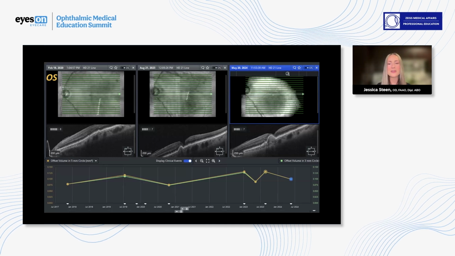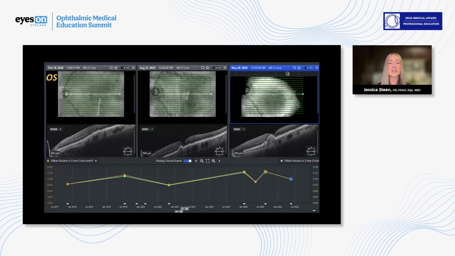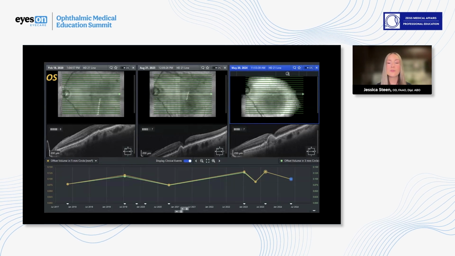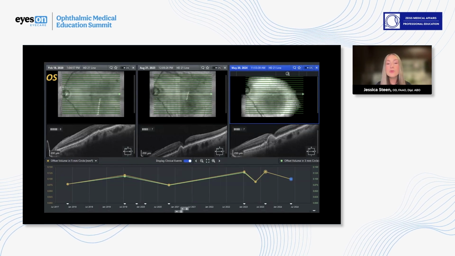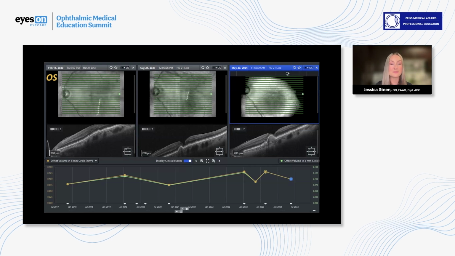By a similar token, in the left eye, we started with a much higher drusen volume with overall some variability. But once again, maybe this patient has reached their peak and they are at the tipping point where this drusen volume is now beginning to decrease because this patient is moving towards atrophy.